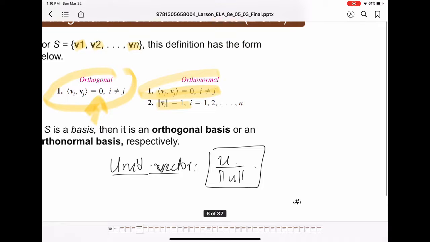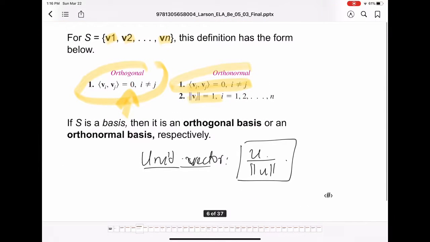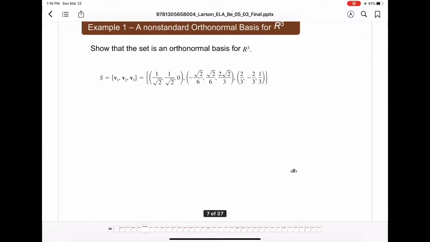Let's move to the next slide. Now, the first example, a non-standard orthonormal basis in R3. They ask us to show that the set is an orthonormal basis in R3. That means we need to check two conditions. The first condition: all vectors are orthogonal with each other. The second condition: the norms of all vectors are 1.